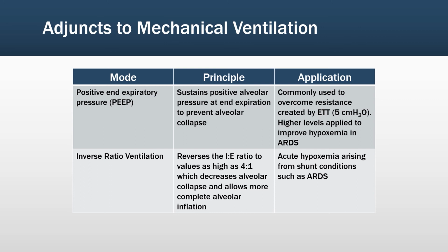Inverse ratio ventilation reverses the inspiratory-expiratory ratio to values as high as 4:1. So if you recall from the previous slide when we were looking at terminology, the ratio is usually 1 to 1.5, so we typically spend more time exhaling than inhaling. This means that the time spent inhaling oxygen is lower than the time spent exhaling CO2. Whereas with IRV, the ratio is flipped so that more time is spent during inhalation, which decreases alveolar collapse and allows for more complete alveolar inflation and diffusion of oxygen. This is useful in acute refractory hypoxemia arising from a shunt, such as in conditions such as ARDS.